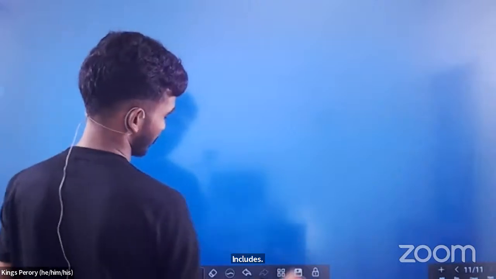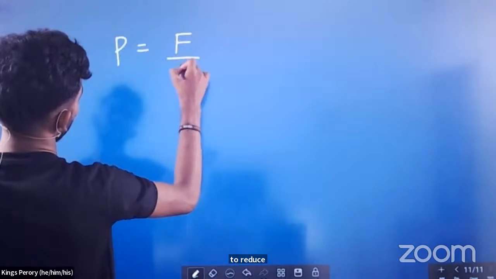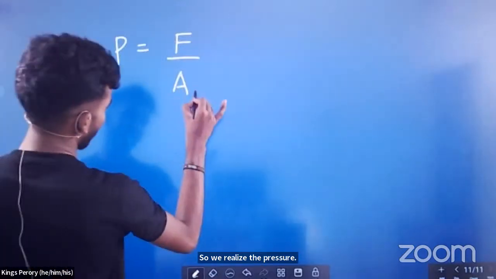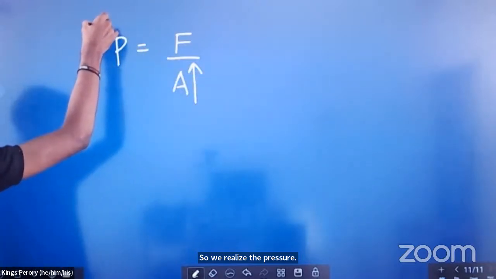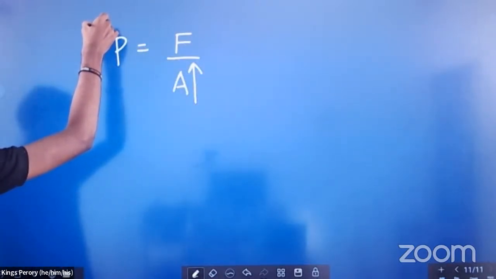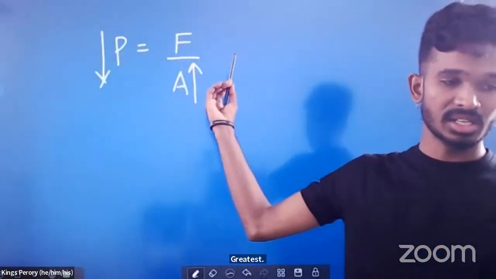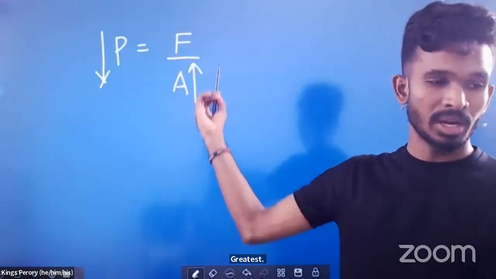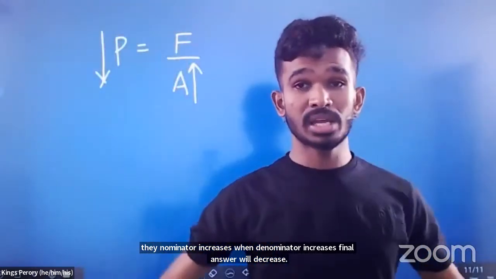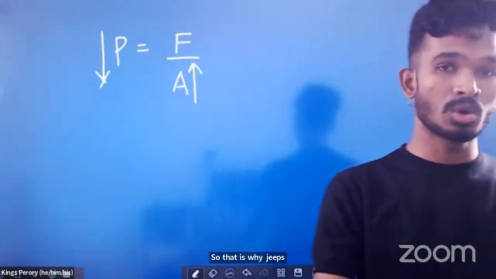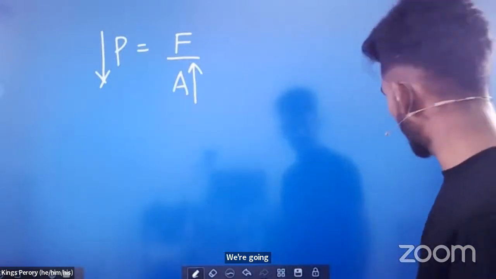To decrease the pressure exerted on the mud. Pressure equals force over area. When the denominator increases, that is, when the area increases, the final answer, pressure, decreases. It is inversely proportional. So that is why jeeps have big tires to go off-road. In off-road, you can't go with a normal tire vehicle.